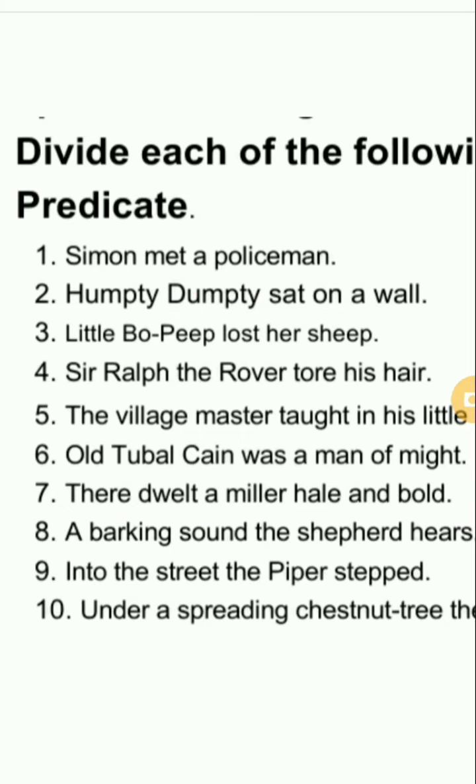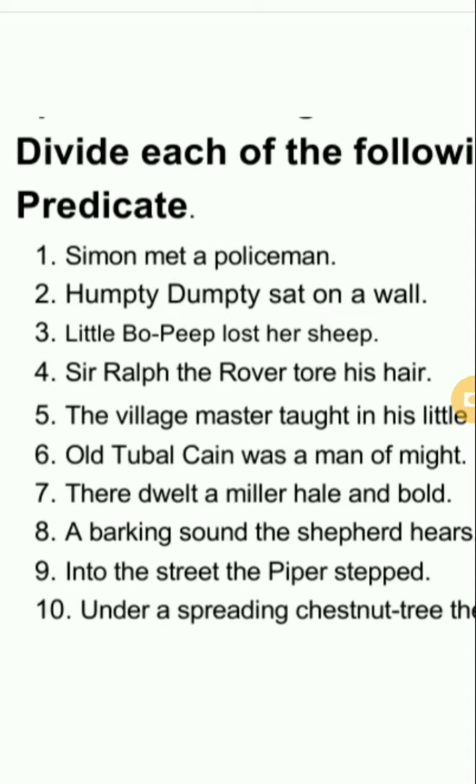Understood? Next, Humpty Dumpty sat on a wall. Who sat on a wall? Who is the doer of the action over here? The action is sat. So who is the doer of the action? The doer of the action is Humpty Dumpty. So we can easily say that Humpty Dumpty is the subject in the sentence.